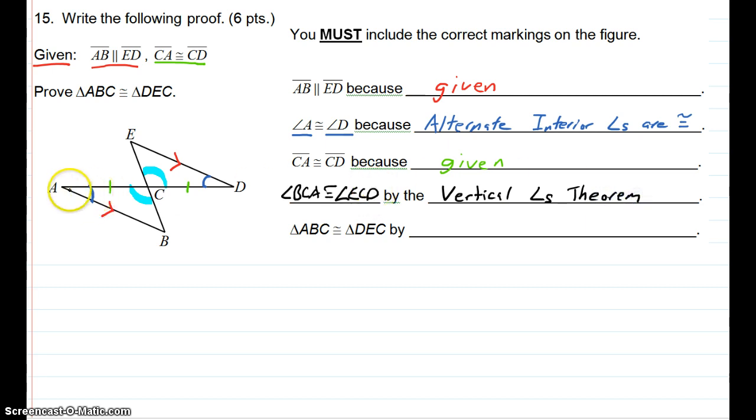Now if you look at your markings, I know this angle, I know this side, I know this angle. So as soon as I know angle, side, angle, these two triangles are congruent because of angle, side, angle.